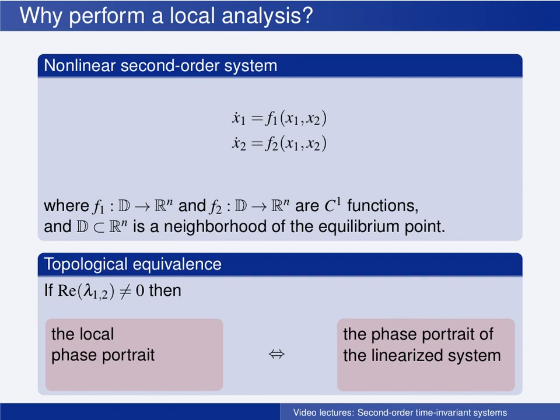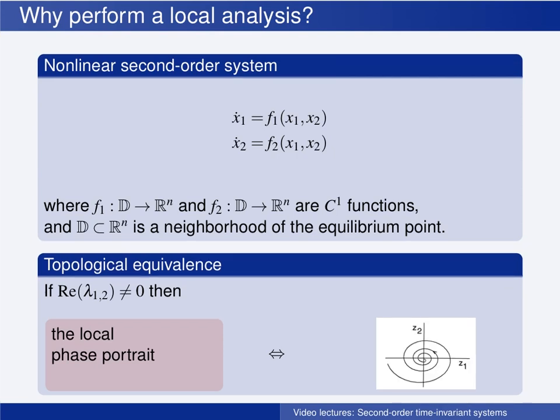So, if for instance the equilibrium point of the linearized system is a stable focus, then the phase portrait of the nonlinear system will resemble the phase portrait of a stable focus near the equilibrium point. I will repeat it again just to make sure that you make a note of this. This is a local result.